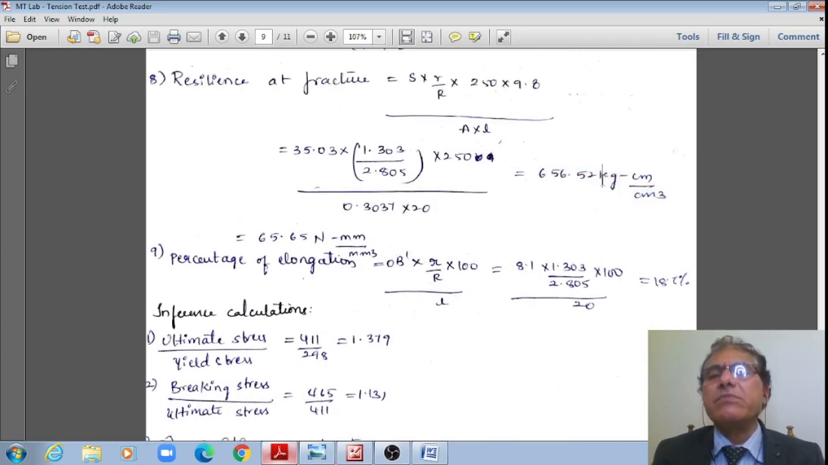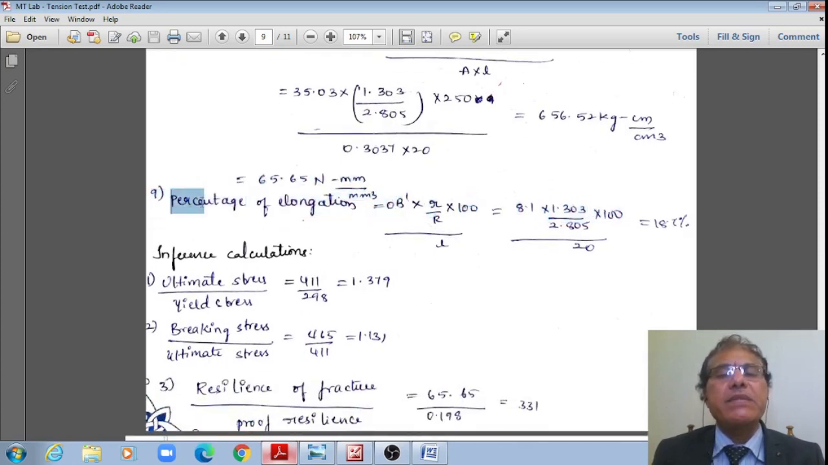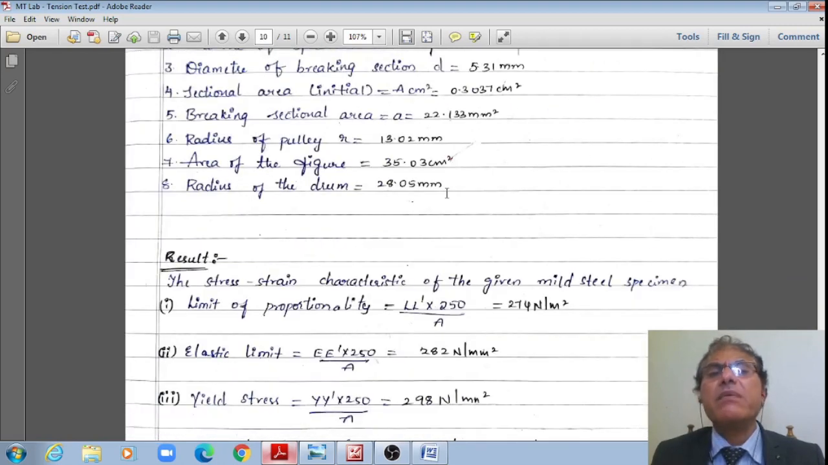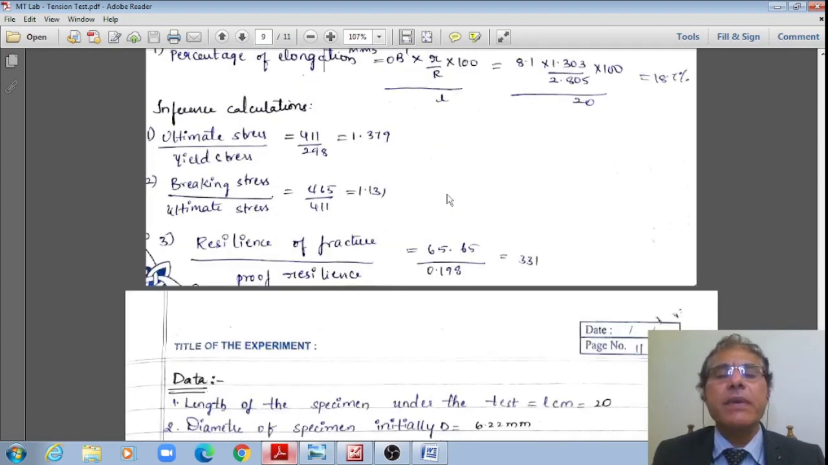However, now you convert this in terms of Newton mm per mm cube. It works out, say, 65.65 Newton mm per mm cube, right? And finally, the percentage elongation is given by this ordinate from origin OB prime multiplied by R by small r, by capital R, multiplied by 100 divided by L. Therefore, OB prime is already noted as 8.1, multiplied by 1.303 divided by 2.805, multiplied by 100 divided by 20 centimeter. Therefore, it works out, say, 18.7%. Therefore, these are my calculations, right?